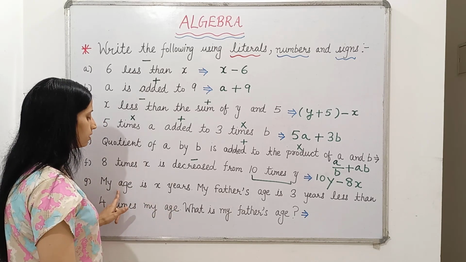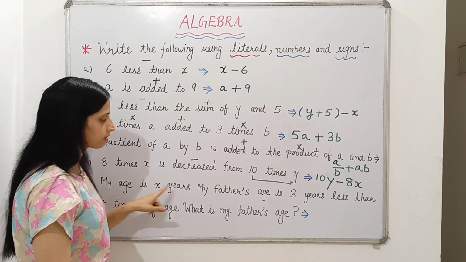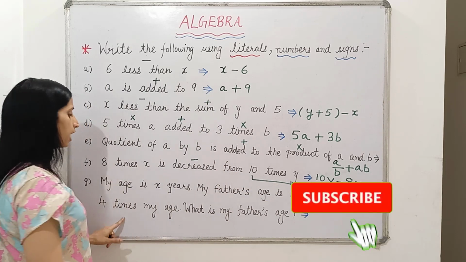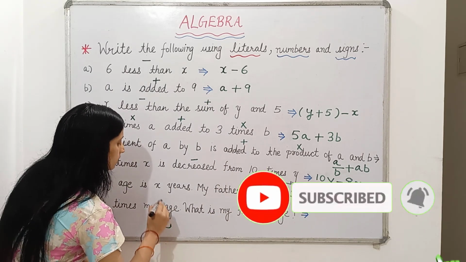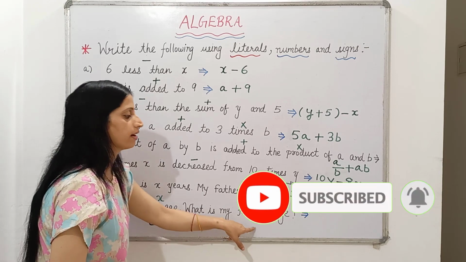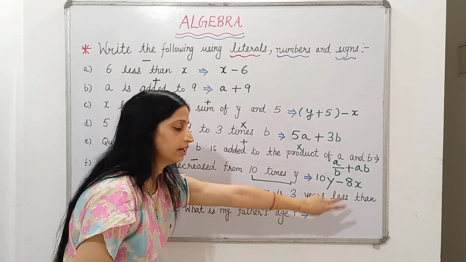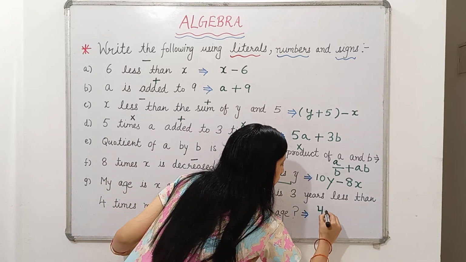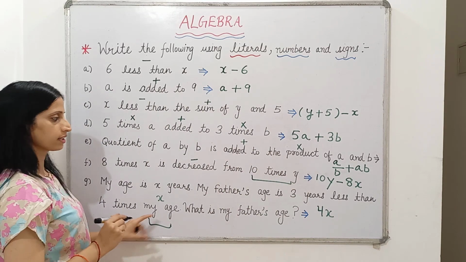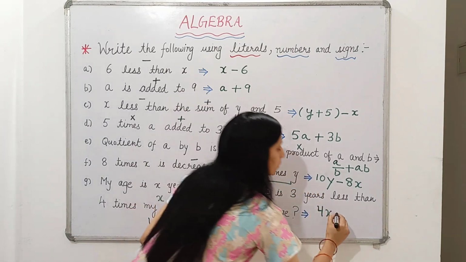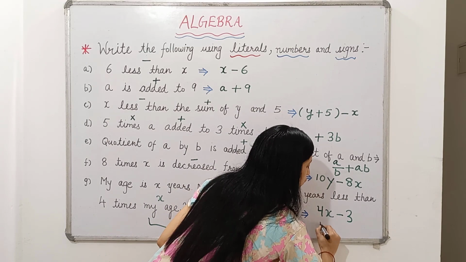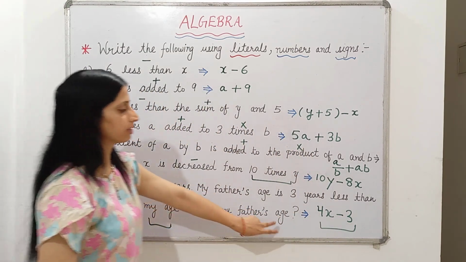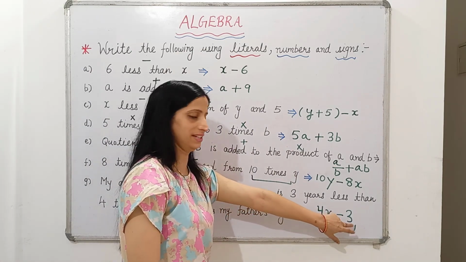Next is, my age is x years. Here age is represented by the literal x. My father's age is 3 years less than 4 times my age. So what is my age? x. What is my father's age? It is 3 years less than 4 times my age, meaning 4x. 4 times x is 4x and 3 years less than, from this we will subtract 3. So the father's age will be 4x minus 3.